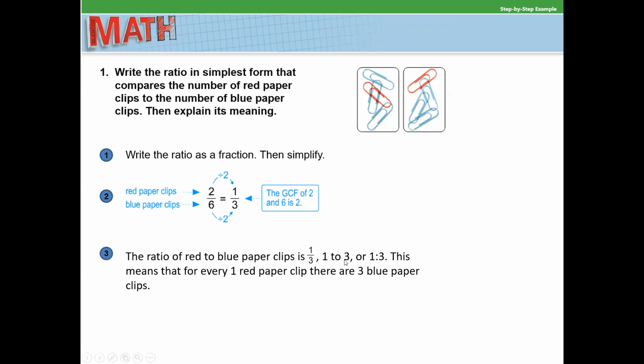1 to 3. This means that for every 1 red paper clip, there are 3 blue paper clips. Notice that there are 3 different ways to write a ratio. We can write a ratio just like a fraction. We can write a ratio with the word to, and we can write a ratio using a colon.